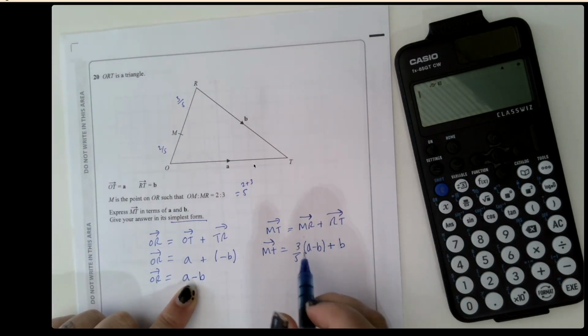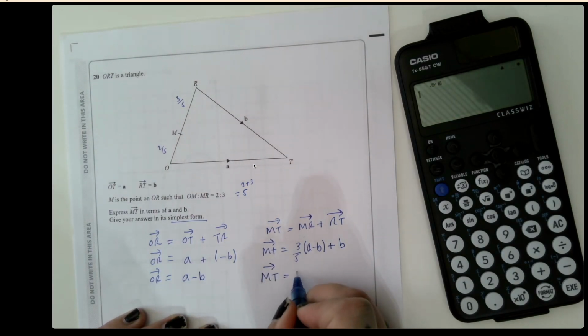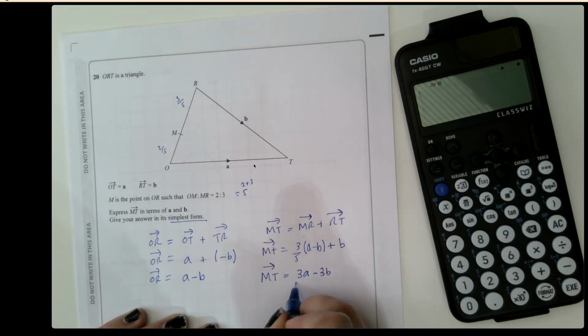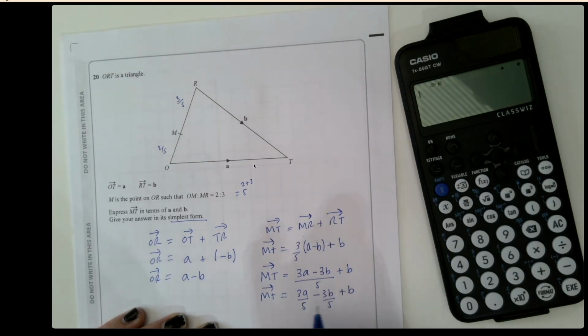So now I'm going to simplify this a little bit more. So MT equals 3A subtract 3B all over 5. All I've done is deal with that bracket. So now I'm going to write these separately. So that's 3A over 5 subtract 3B over 5, add B.